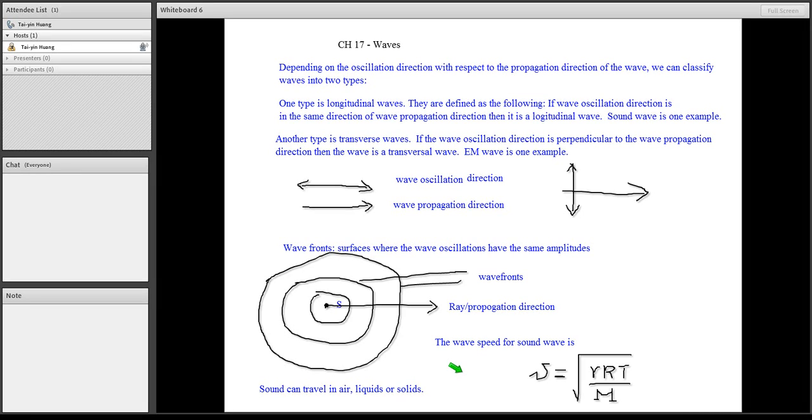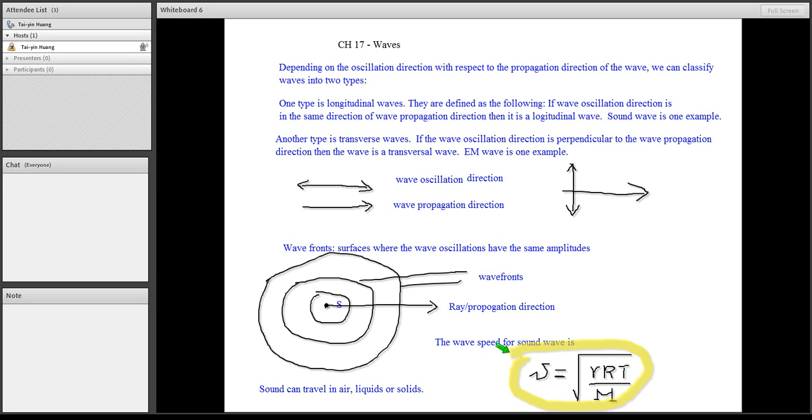So the speed of sound, if we're dealing with an ideal gas, can be calculated using this equation. This v, of course, is the speed of sound, and that's equal to the square root of gamma, where gamma is the ratio of specific heats.